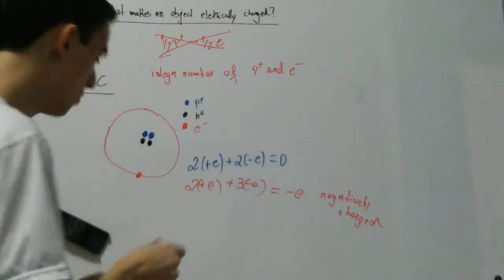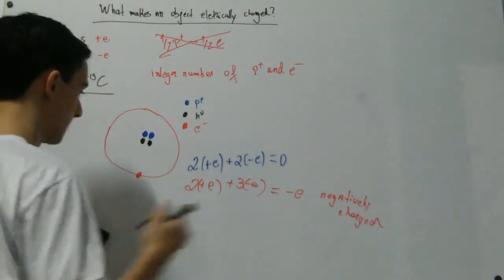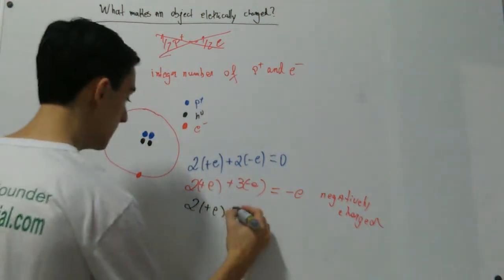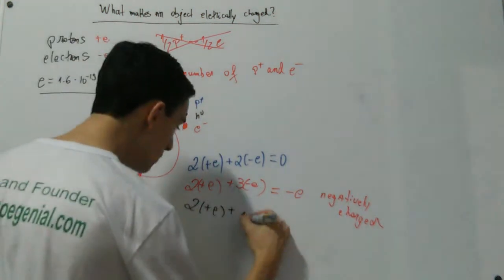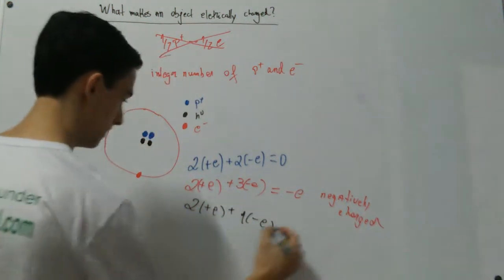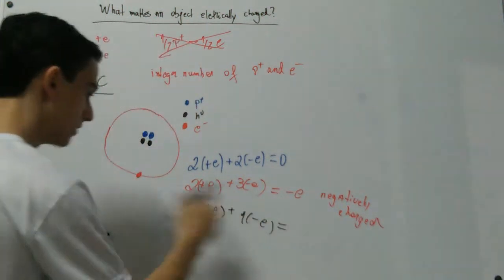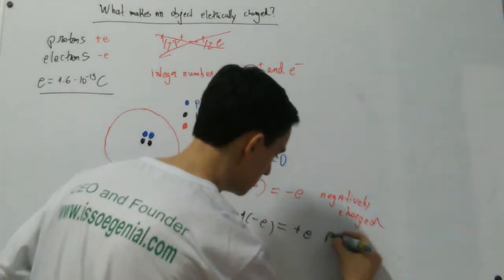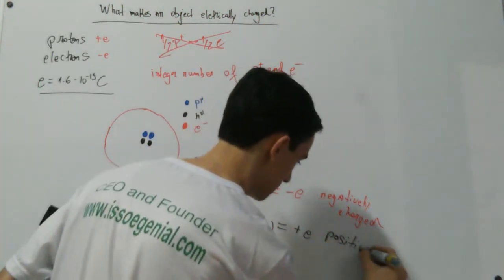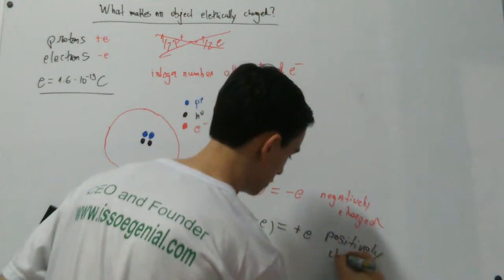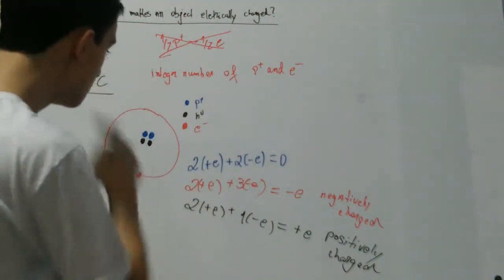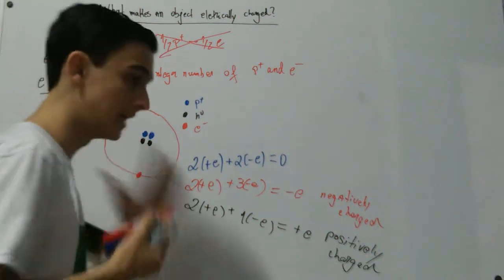Why? Imagine we now have 2 protons, positive, and only 1 electron. So the total amount of charge here is positive E. So now the object is positively charged. This is what makes an object electrically charged.